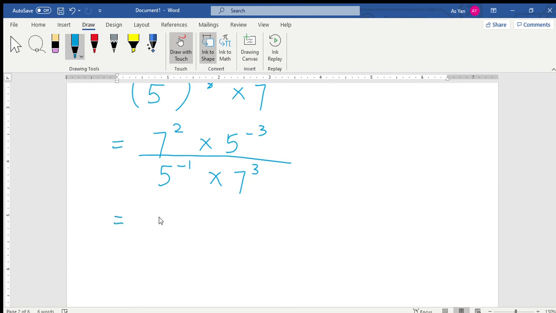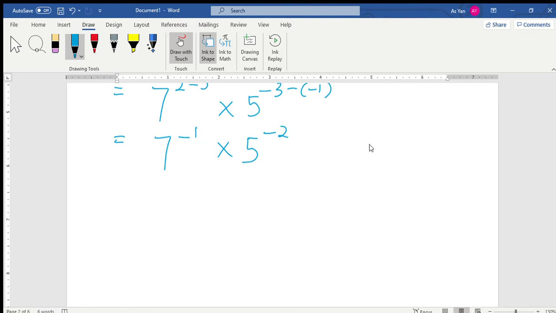So we can solve 7 to the power of 2. Divide means minus. Looking at the same base 7, 3, so minus 3. Multiply with 5 to the power of negative 3. Divide means minus, minus negative 1. This negative 1 we put in brackets. So 7 to the power of negative 1, multiply with 5 to the power of negative 3 minus minus is plus, so negative 3 plus 1, negative 2.